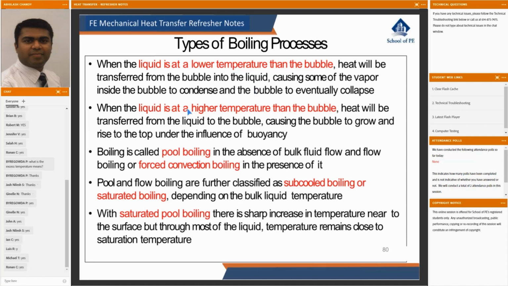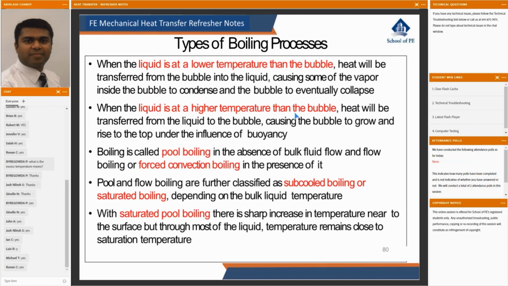If the liquid is at a higher temperature than the bubble, then the heat will be transferred from the liquid to the bubble, isn't it? Because the liquid is at a higher temperature than the bubble. And this will cause the vapor inside to start evaporating rather than condensing, and the bubble will eventually grow and become lighter and go to the top. So this is what you see when boiling happens.